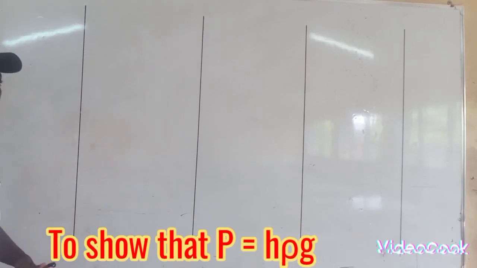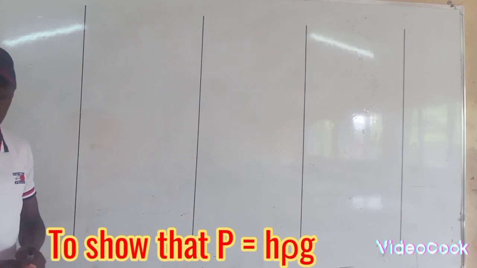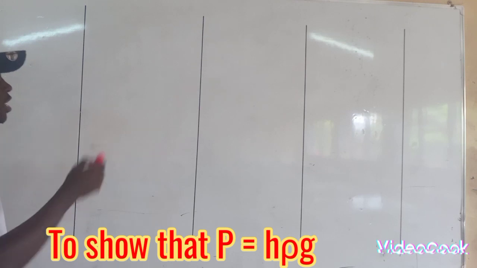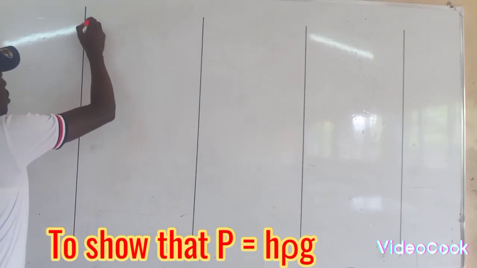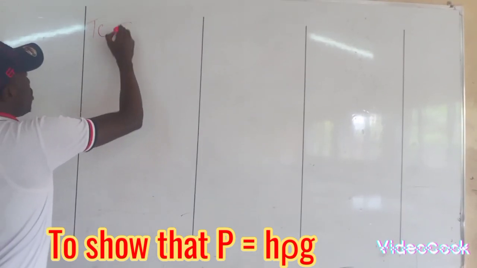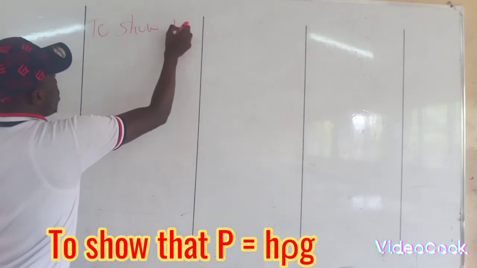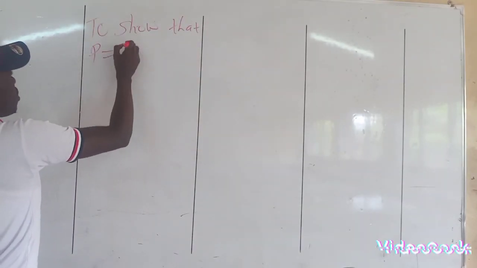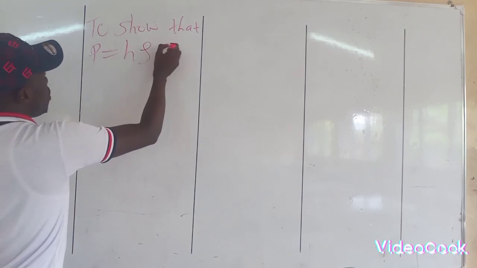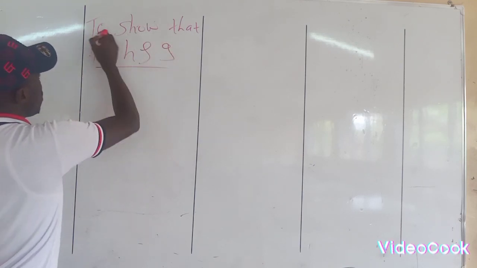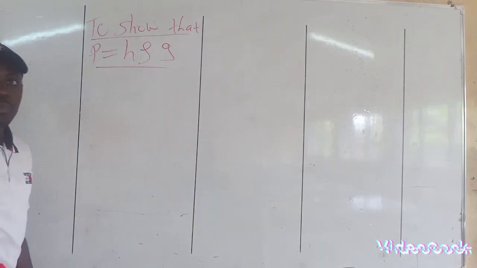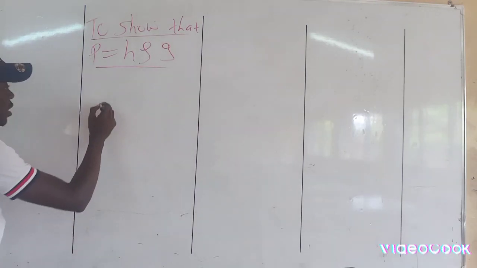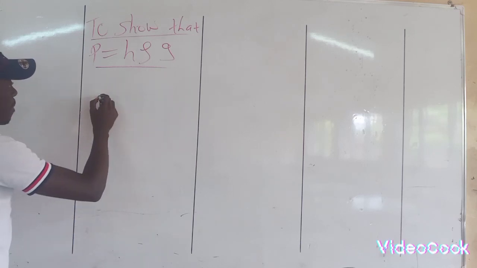So today we are going to learn how to show that pressure is given by h rho g. To show that pressure equals h rho g, we are going to consider a diagram here.